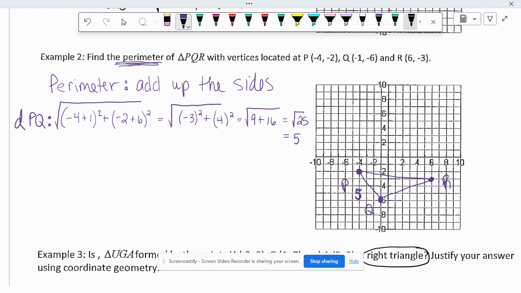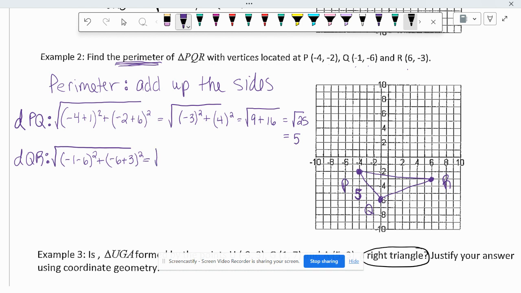Now let's find the distance of QR. Let's find the distance of segment QR. Q to R. X is first. -1 minus 6, quantity squared. Plus -6 minus a -3. Minus a negative makes it plus.